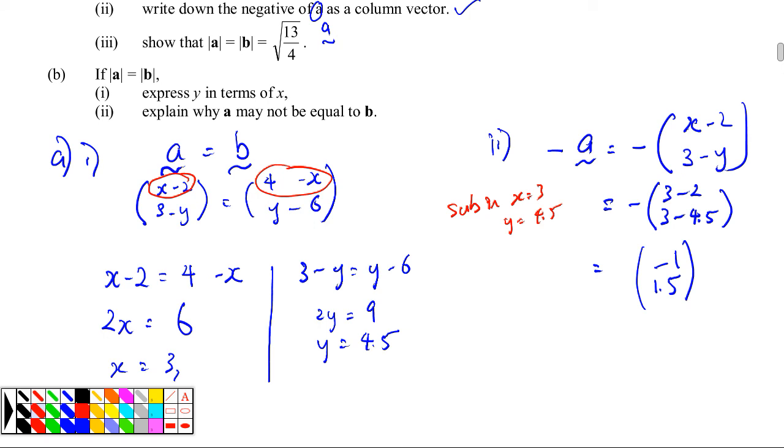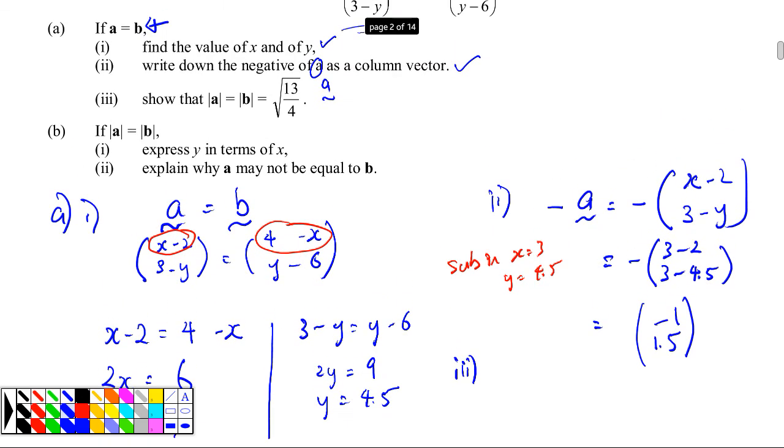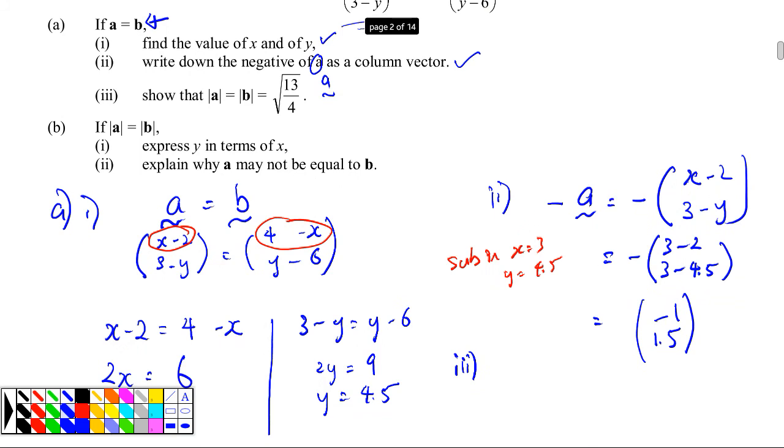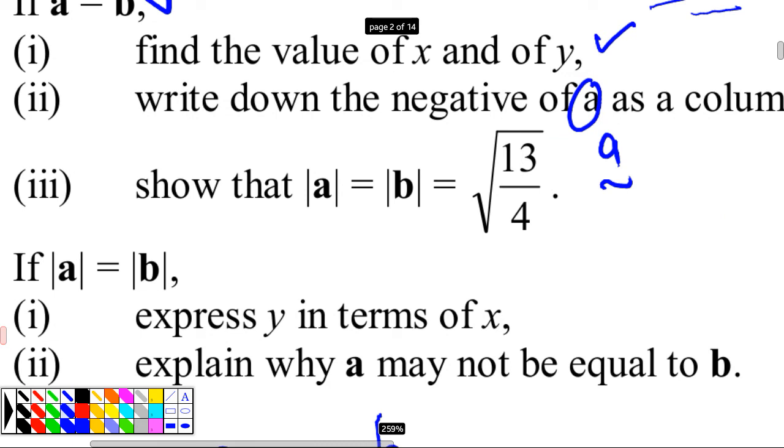Vector. Wow, so easy. Question 3. 3 minus 2 is 1. Question 3 says what? Show that. I don't understand. What do you mean by show that? What is this? And what is this? Magnitude. Oh, magnitude. Can you try now?